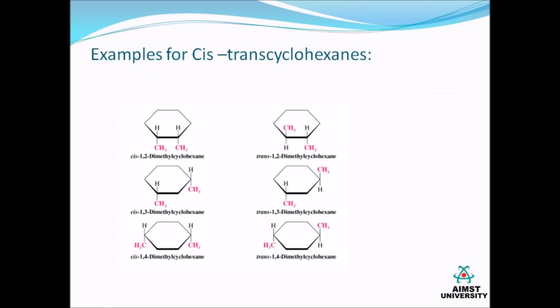Coming to the last row, the first example is cis-1,4-dimethyl cyclohexane, where you have two methyl groups on the same side but occupying positions 1 and 4. On the right hand side, you can see trans-1,4-dimethyl cyclohexane, where the two methyl groups are trans to each other. So these are all the examples of cis-trans cyclohexanes.